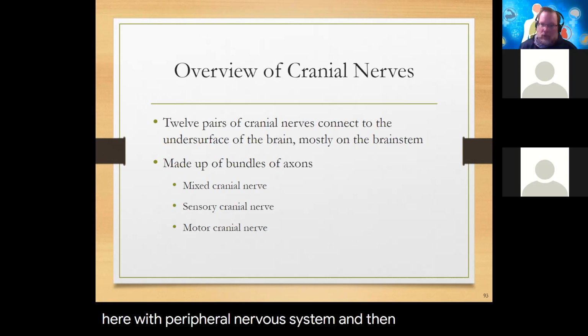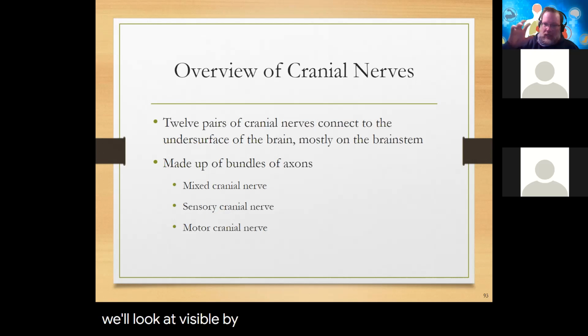And then Thursday we'll look at Visible Body, and break down some of the central features. And then we'll come back and break down some of the aspects of the peripheral nervous system, especially these cranial nerves.